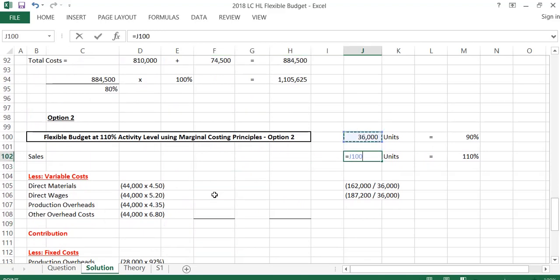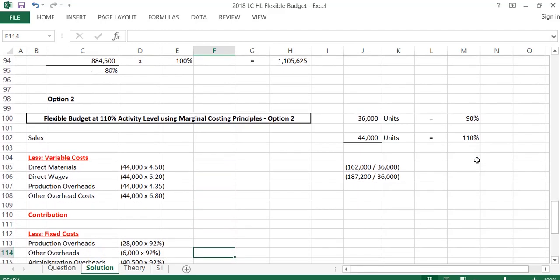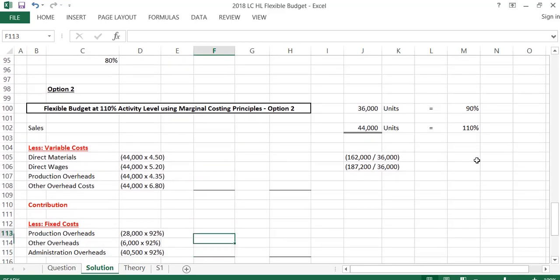So again, if 36,000 units are 90%, if I divide that by 90, and now I'm multiplying by 110, we're going to be operating at 44,000 units. None of the variable costs have changed. They're the same as the original ones, which are 450, 520, 435, and 680. But our fixed costs will go down by 8%.